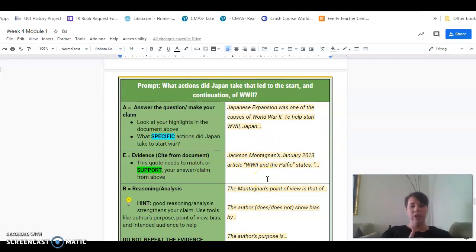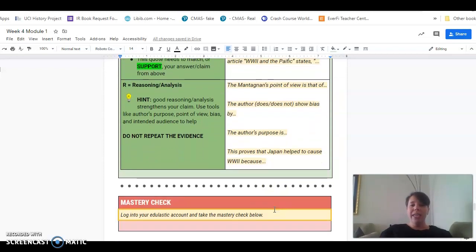Evidence comes from just that first one, Jackson Montagon's January 2013 article, World War II and the Pacific. It states, you're just copying and pasting evidence down. Then we're doing our reasoning and analysis. This one gets a little bit deeper than we've been doing. There's some bias in here. We just kind of squished it together.